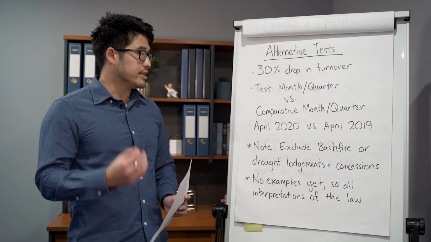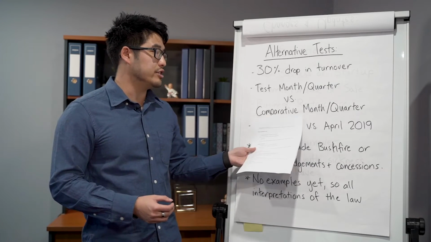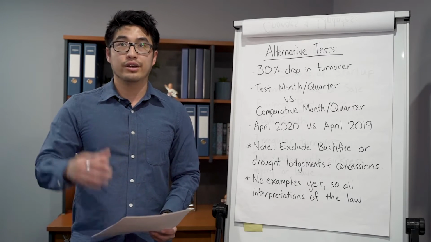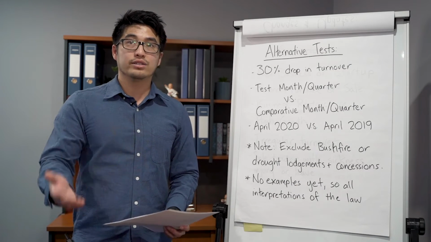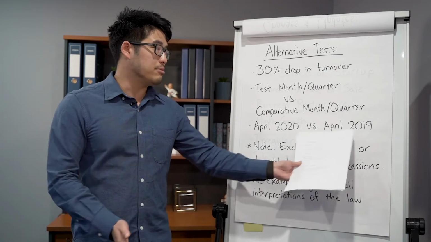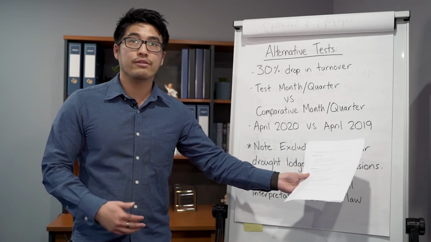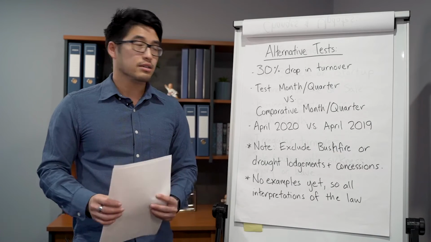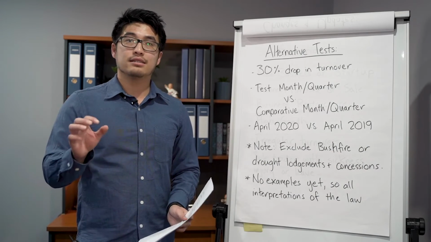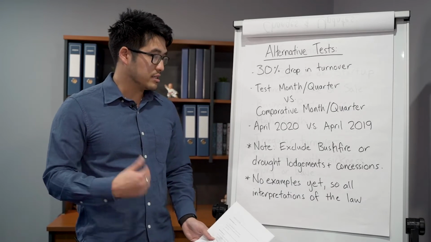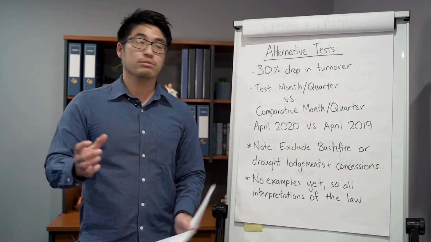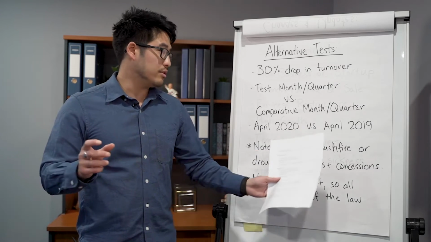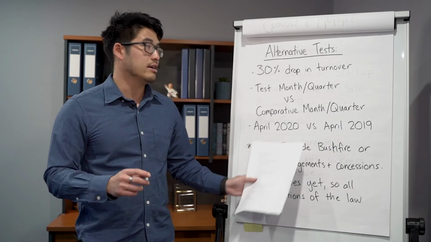So the alternative test allows you to change this comparative month and choose a month that's more suitable to your scenario. So if you're a startup business and you're under 12 months, you wouldn't have April to compare to. You would have July, August, all the way to March to compare to. So the tests I'm going to explain allow you to change the comparative month and compare it to the test month, which is your April 2020.